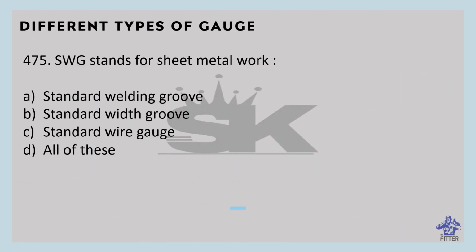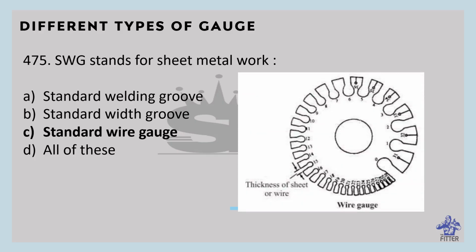SWG stands for standard wire gauge. We discussed it, right? So this is the wire gauge. We can measure the thickness of the sheet at the end of the gauge parts. We can see here in the image. So if you want to know the sheet thickness, the sheet will be placed like this.